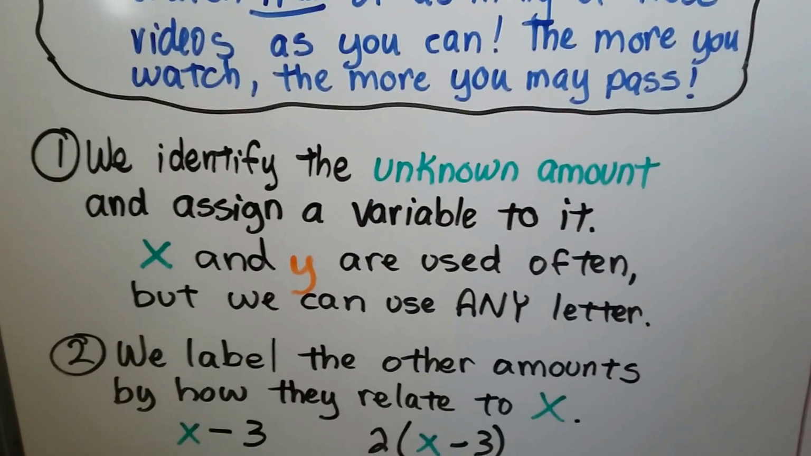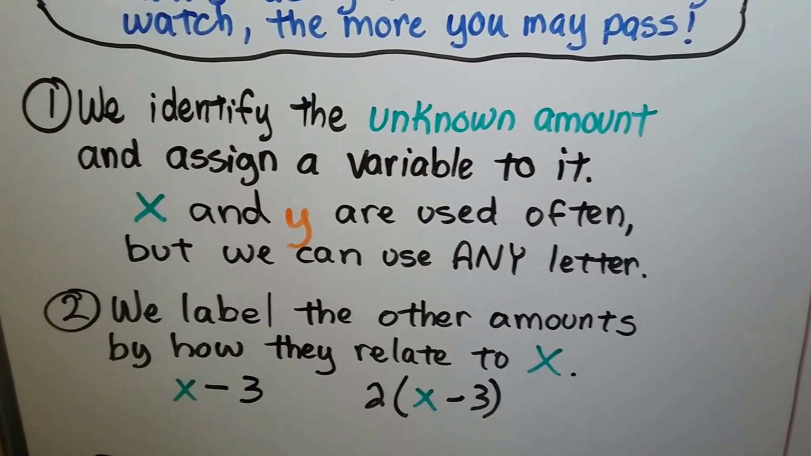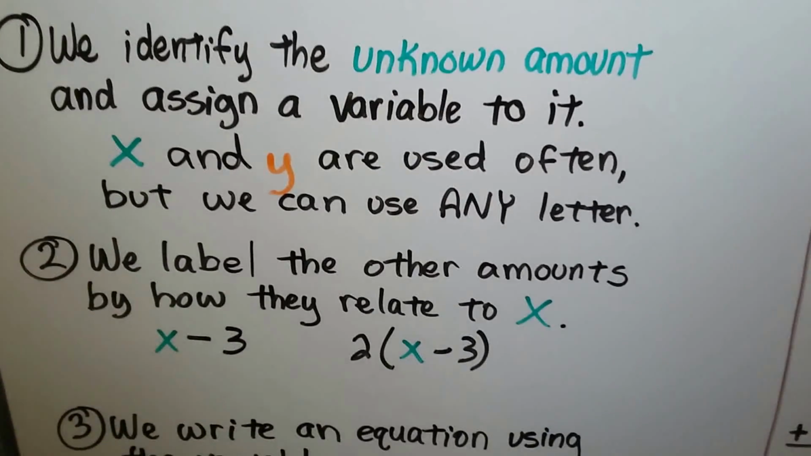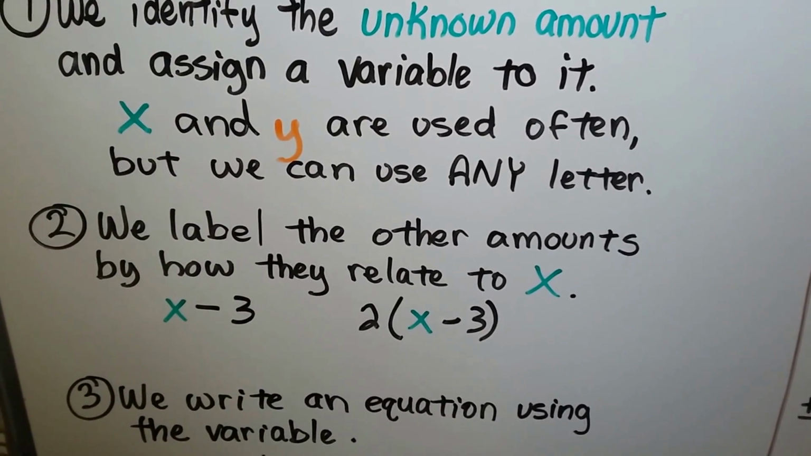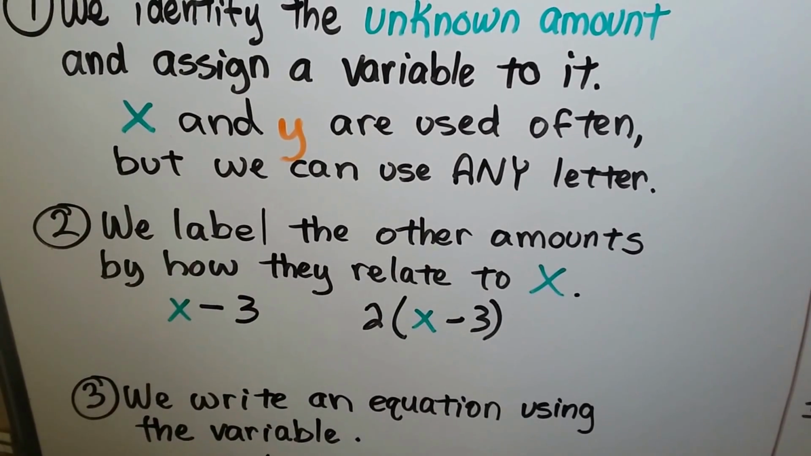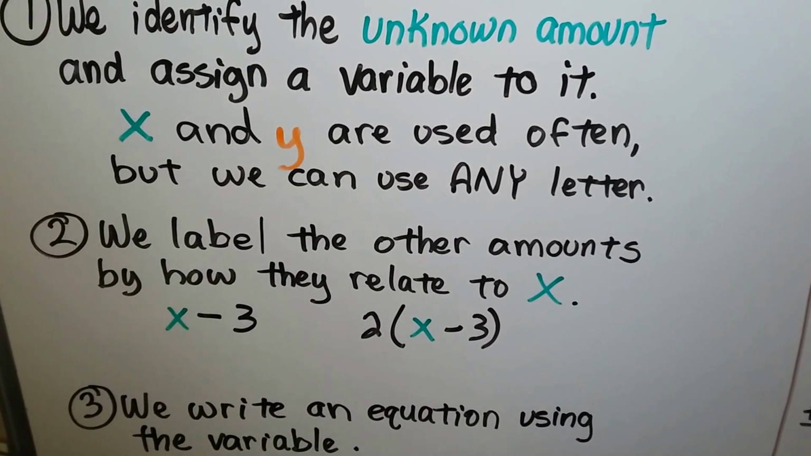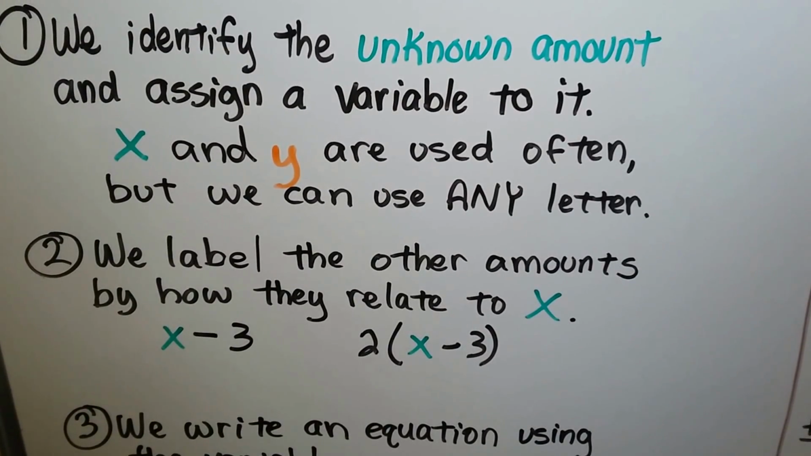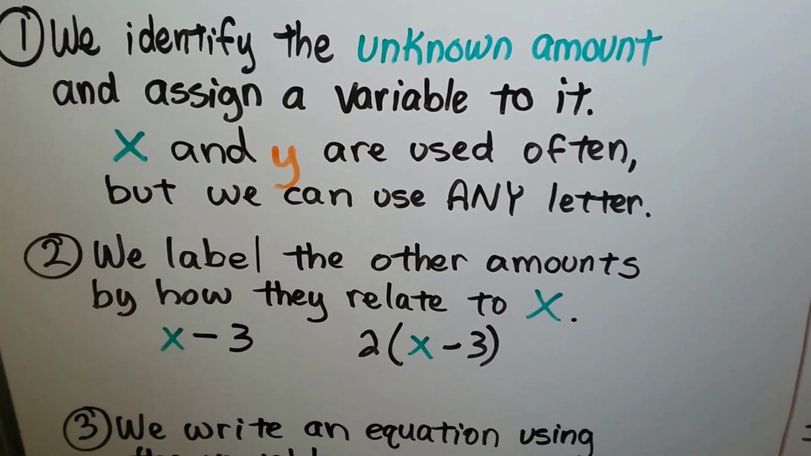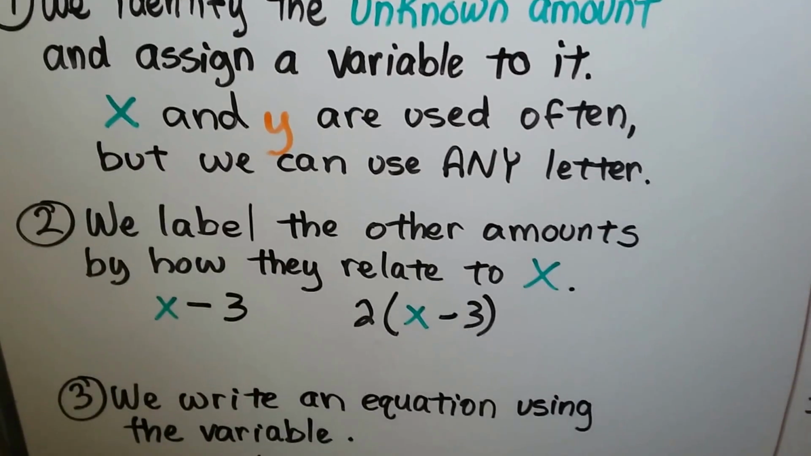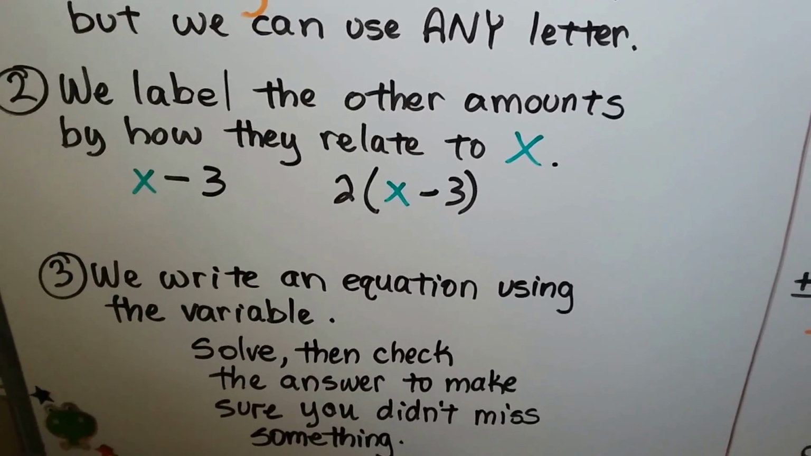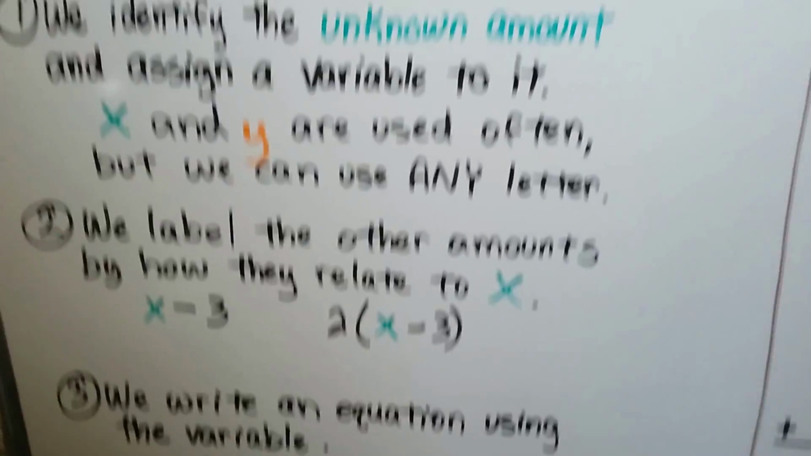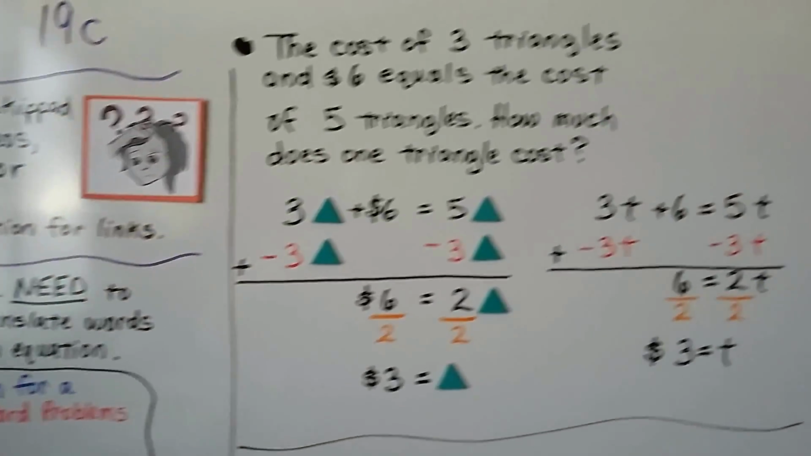So the first thing we need to do is identify the unknown amount and assign a variable to it. X and Y are used often, but we can really use any letter. We label the other amounts in the problem by how they relate to that variable. So if we have an amount and we need to take 3 away, it would be x minus 3. If we had 2 times the difference of a number and 3, we'd have 2 times x minus 3, see? We write an equation using that variable, and then we solve and check the answer to make sure we didn't miss something.